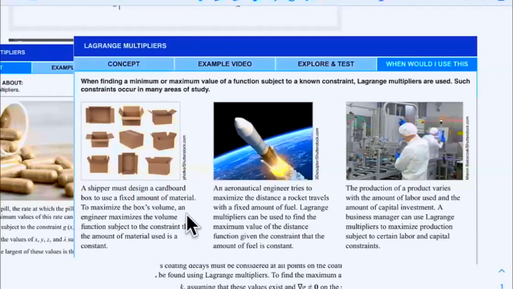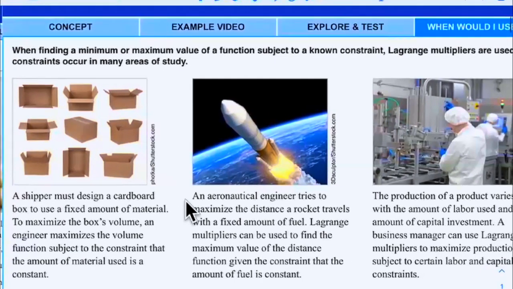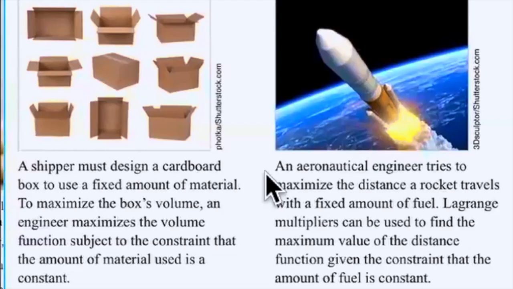Isaac, could you read the first paragraph over here? A cardboard box uses a fixed amount of material. To maximize the box's volume, the engineer maximizes the volume function subject to the constraint of the amount of material used to build it. Okay, great. So you can find the dimensions to maximize the box volume, right? And you can use Lagrange multipliers to find the maximum.